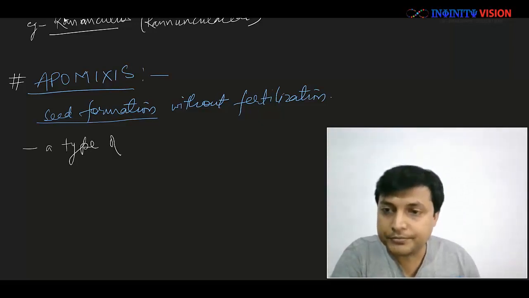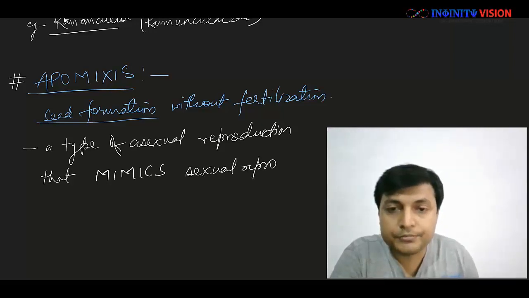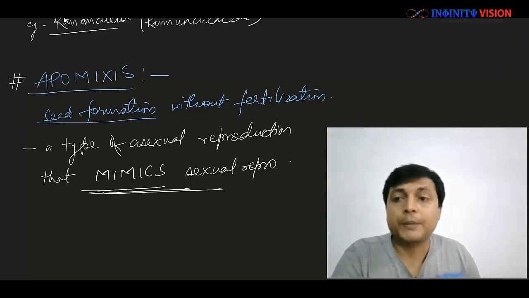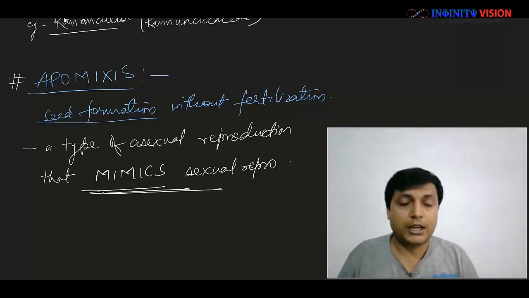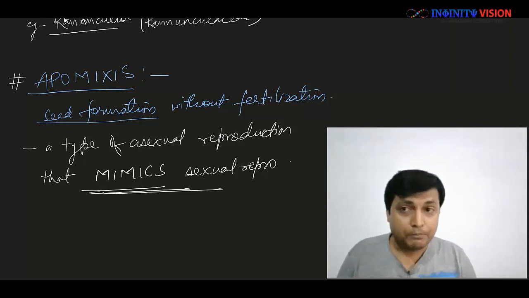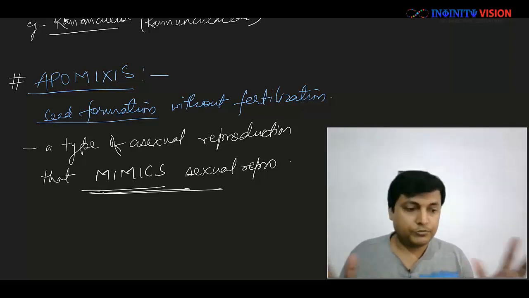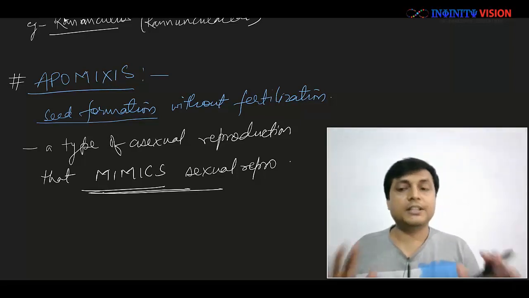So apomixis is a type of asexual reproduction that mimics sexual reproduction. Please do remember that apomixis is actually agamospory, that is formation of seed without fertilization, mimicking sexual reproduction by an asexual method, and there could be multiple ways of doing it. It can be apospory, adventive embryony, polyembryony, or diplospory. So just remember these terms. These are very important from the competitive exam point of view. NEET के लिए it is very important.